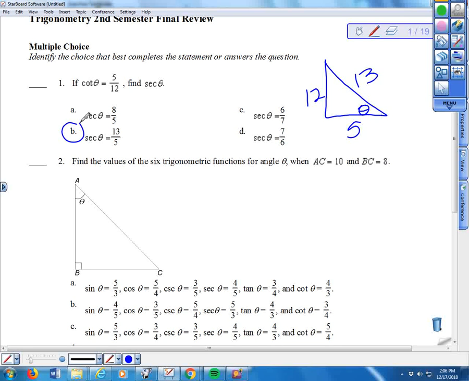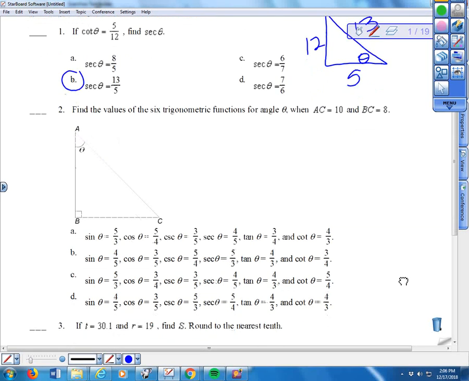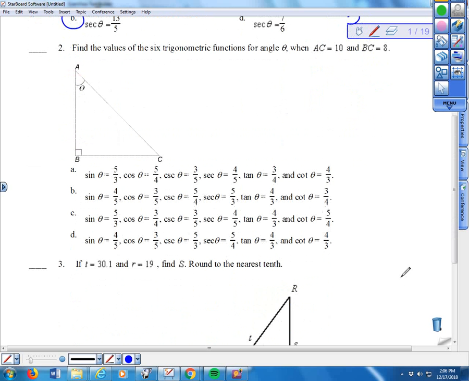Not quite right. Okay, find the values of the 6 trig functions. When AC is 10, BC is 8, so that means this must be 6. So sine is going to be 3/5. Cosine is 4/5. So let's just find those two.